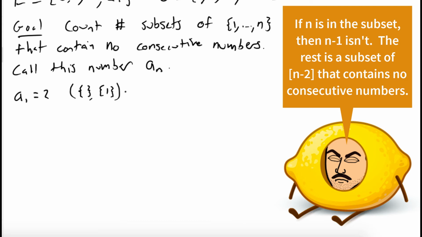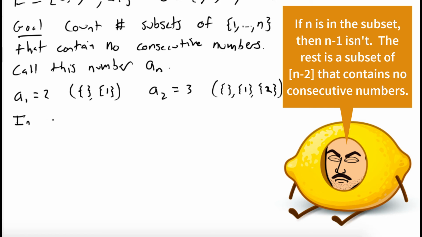So a sub 1 is 2. It could be the empty set or just the set containing 1. A sub 2 is 3 because it could be the empty set, the set containing 1, or the set containing 2. The set containing 1, 2 has consecutive numbers, so we wouldn't count that.